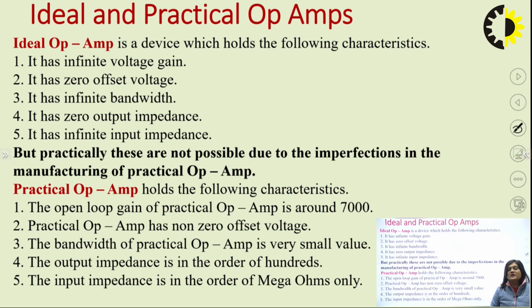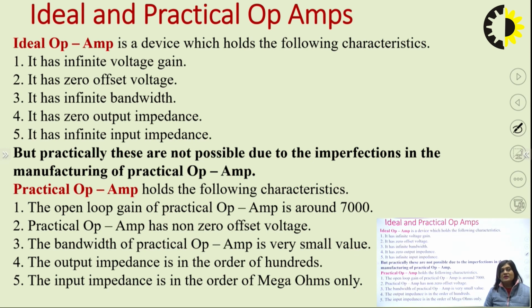The open loop gain of the practical op-amp is around 7000. A practical op-amp has non-zero offset voltage. The bandwidth of the practical op-amp is a very small value. The output impedance is in the order of hundreds of ohms. The input impedance is in the order of mega ohms only. So these are the characteristics of the ideal op-amp and the practical op-amp.